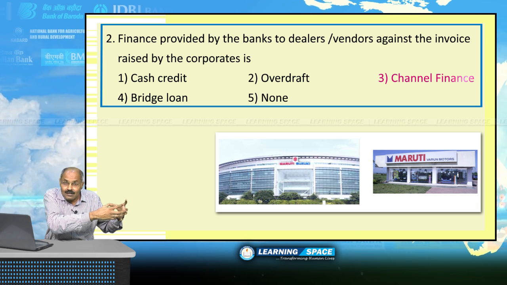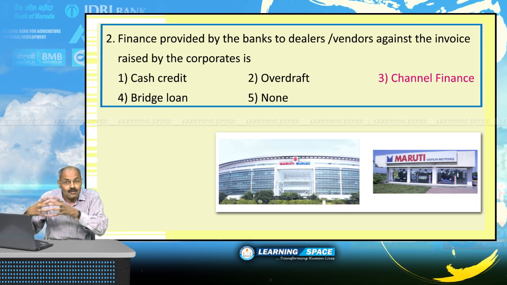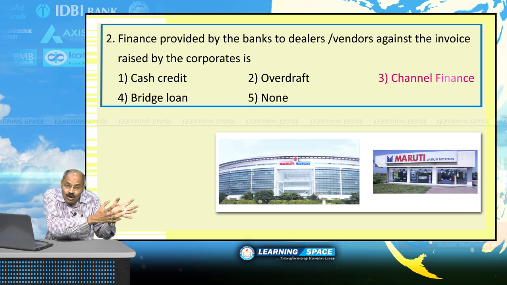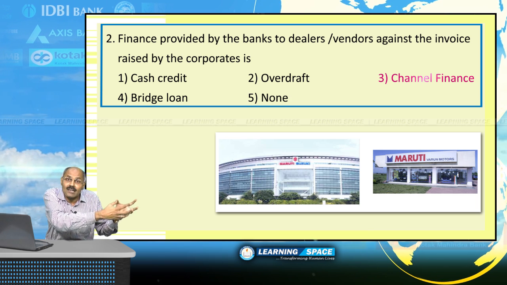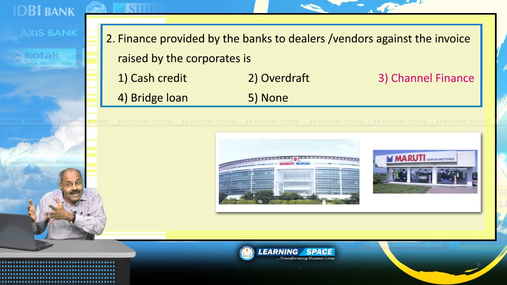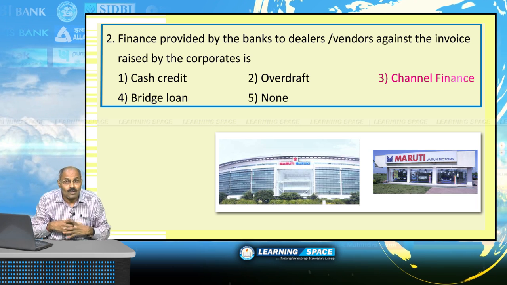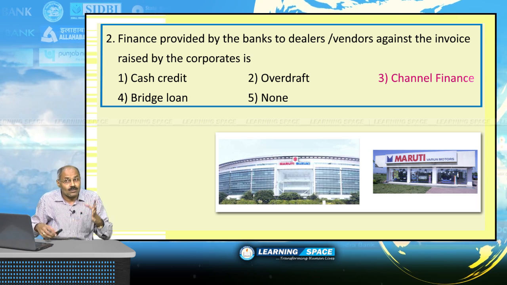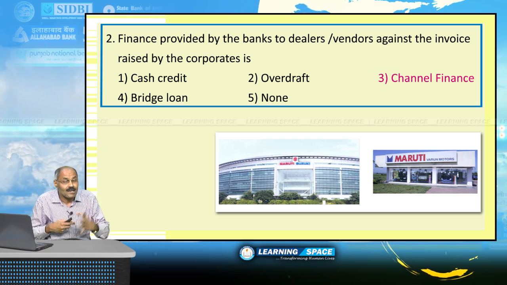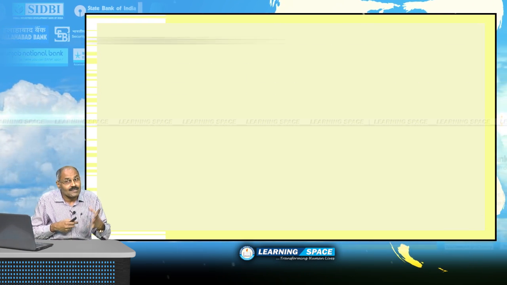The Maruti factory at Manesar sent 1000 cars to the dealer in Bhopal. The Manesar factory will raise an invoice. Against that invoice, which states that 1000 cars were sent to Bhopal, the dealer at Bhopal will get finance from the bank. That is called channel finance. So, finance provided by the banks to dealers or vendors against the invoice raised by the corporates is channel finance. Please don't forget.